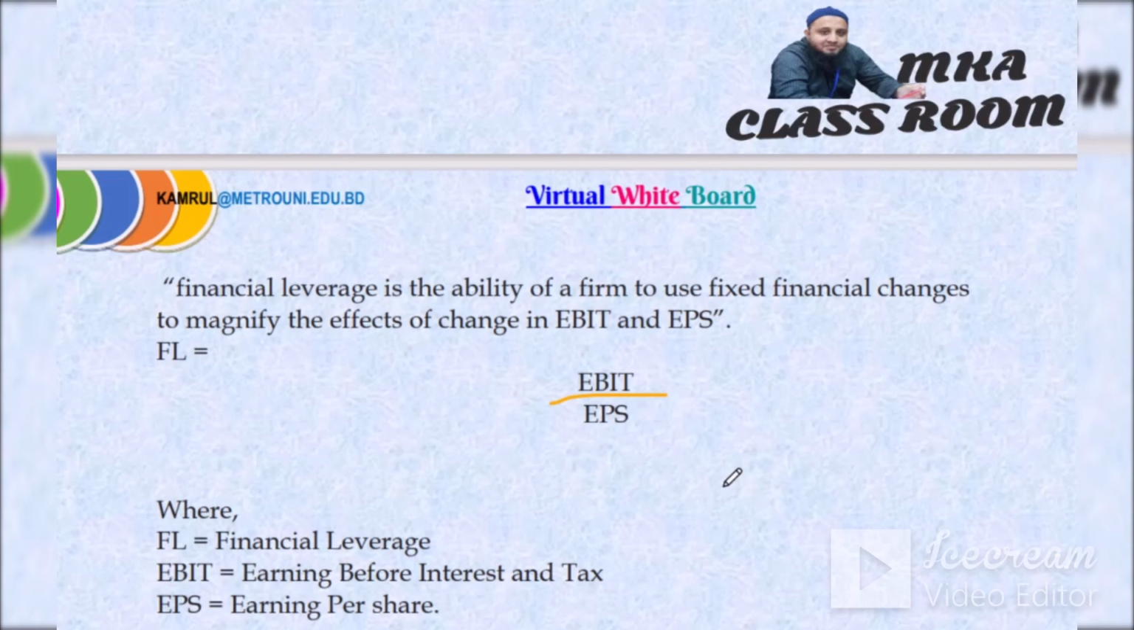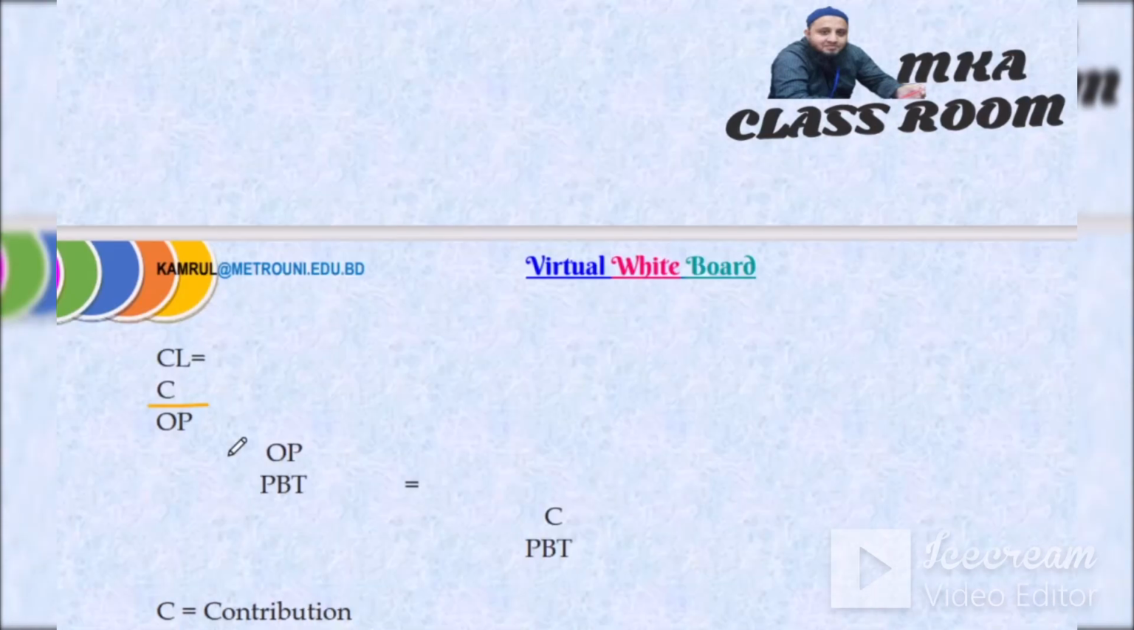You can calculate combined leverage equal to operating leverage times financial leverage. And operating leverage, you can calculate in this way as C divided by OP, and financial leverage as operating profit divided by profit before tax.